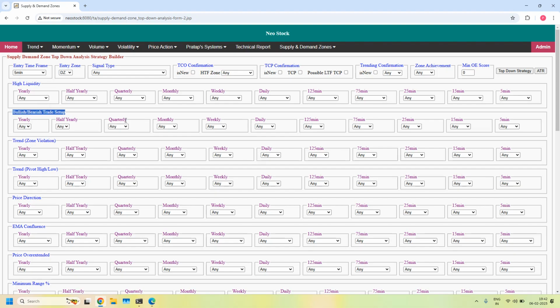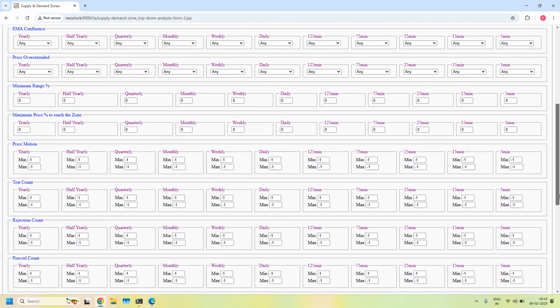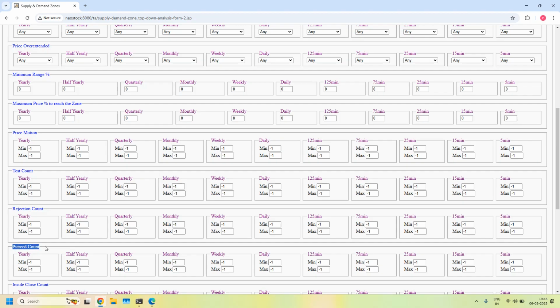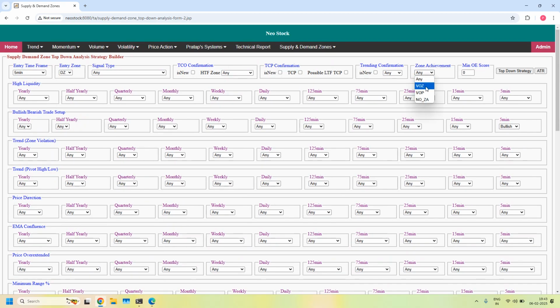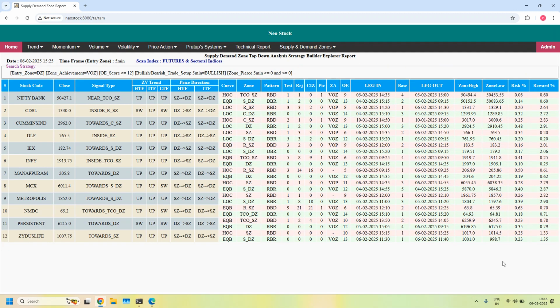In bullish or bearish trade setup parameter at 5 minutes entry time frame I am selecting bullish, and we should set 3 filters to this 5 minutes demand zone. First filter is the 5 minutes demand zone should not be pierced. So in the pierced count parameter at 5 minutes time frame, I am setting minimum value 0, maximum value 0, zone achievement violated opposing zone, minimum odd enhanced score 12. With all the 3 filters enabled, we got 12 stocks.